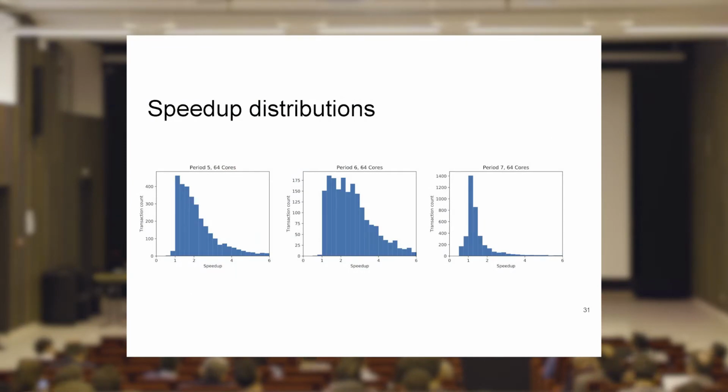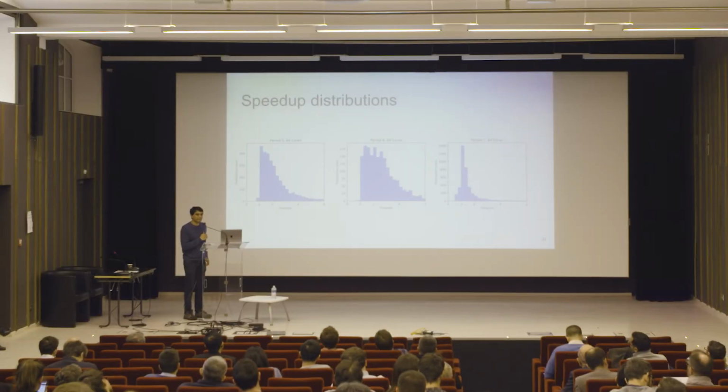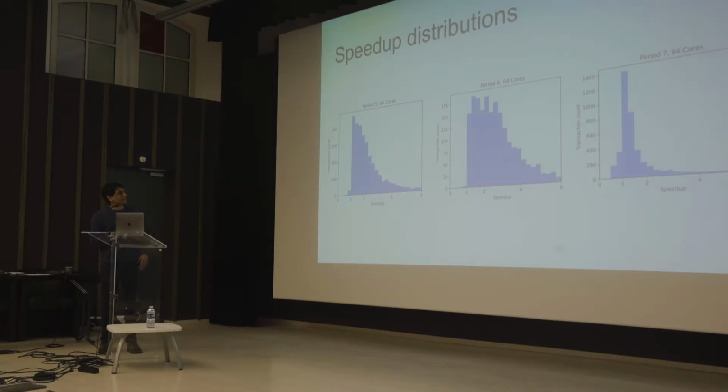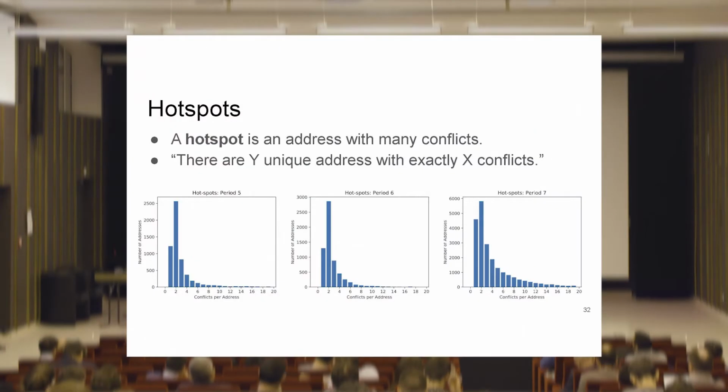Then we further analyze the speedups by looking at the speedup distributions for the blocks. So here we have periods 5, 6, and 7. I only look at 5 and 6 because previous periods have similar distributions. But it's pretty clear that 5 and 6 have heavier tails here, so there are more blocks with higher speedup. But period 7 is more concentrated between the interval 1 and 2 because, again, not as much speedup is realized.